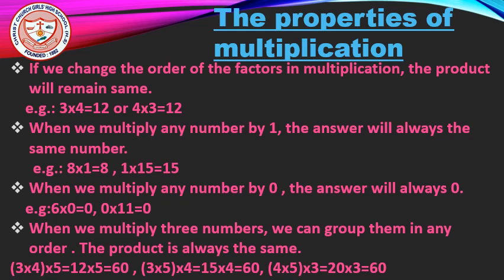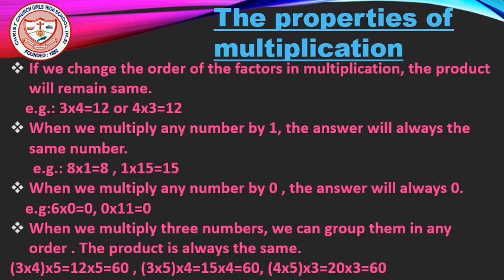When we multiply any number by 0, the answer will always be 0. Example, 6 zeros are 0. 0 into 11 equal to 0.